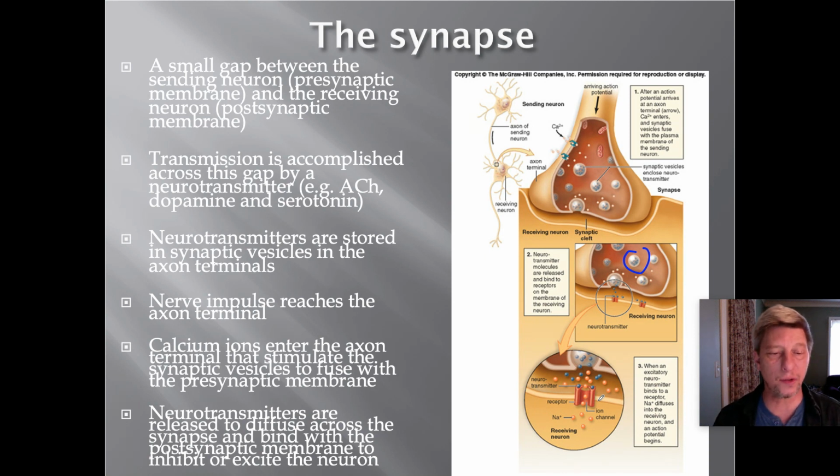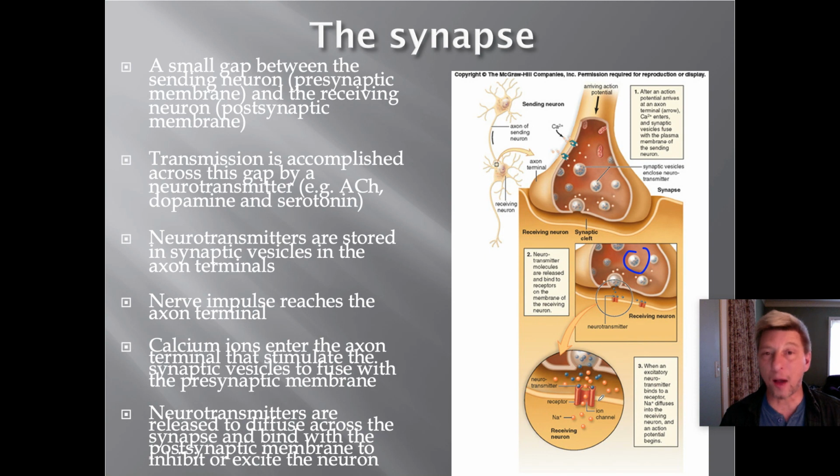Okay, so the nerve impulse reaches the axon terminal. Calcium ions enter the axon terminal, which stimulates the synaptic vesicles to release their neurotransmitters. The neurotransmitters go across that synaptic gap by diffusion again, and eventually bind with the postsynaptic membrane.